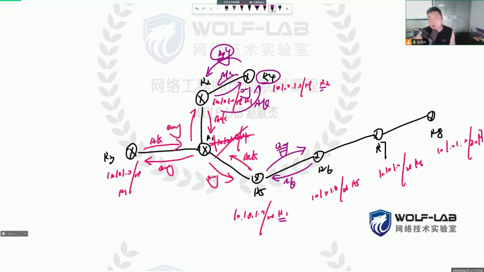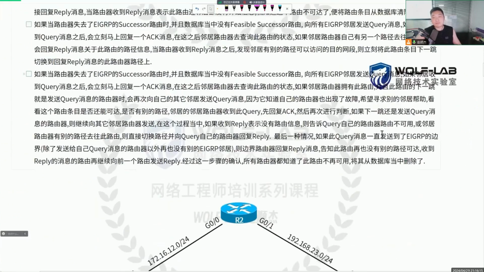R2 replies with an ACK after receiving the reply message. So I know your message: there really are no other paths for the route entry. After R2 received the reply, we'll continue to reply upwards with a reply message. R1 replies with an ACK. So R1 knows on this section of the path there are no other routes to 10.10.1.0/24 via R4.